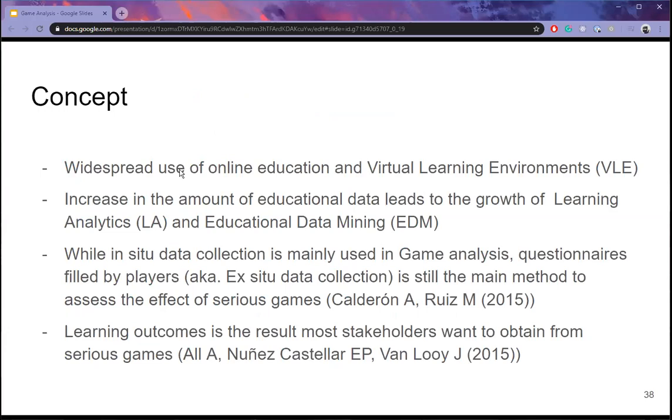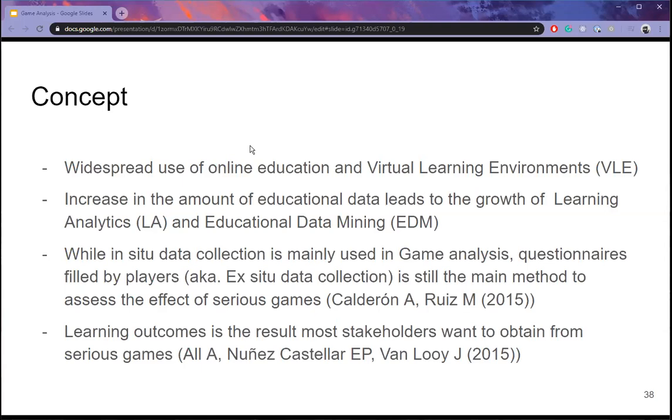The concept of this paper is that there's a widespread use of online education and virtual learning environments. That leads to an increase in the amount of educational data, and that then leads to the growth of learning analytics and educational data mining. Educational data mining and analytics can be used to better understand the underlying learning processes, and the knowledge produced can be used by different stakeholders with diverse purposes, from university administrators calculating dropout rates in each class to teachers identifying students at risk of failing a subject.